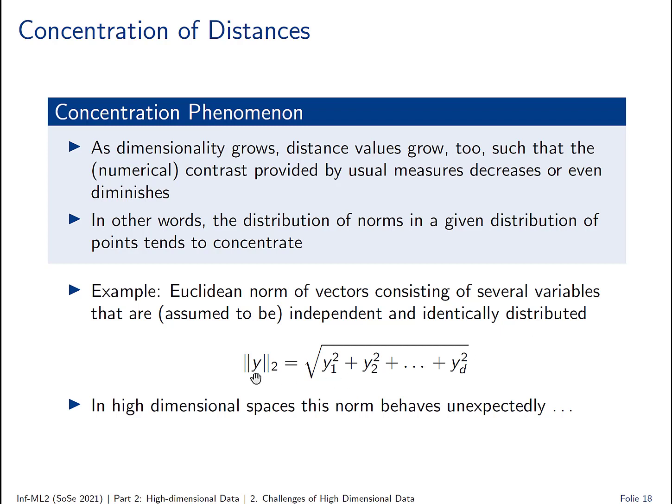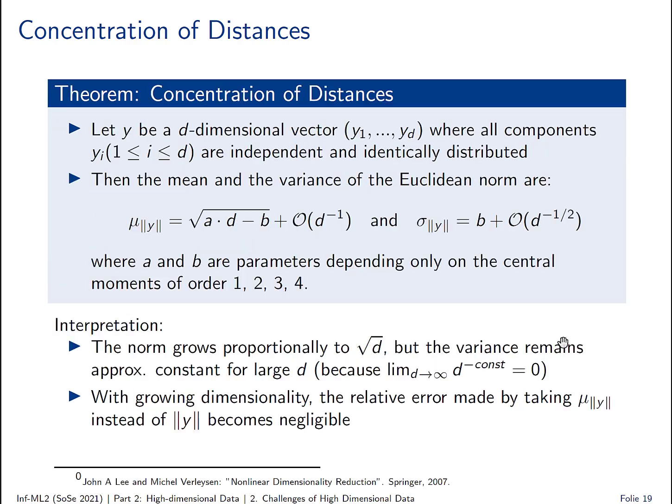So we have the norm of vector y: the value of the first feature of y squared, plus the value of the second feature of y squared, plus, of course, the d-th feature of y squared, and then the square root. And this norm, as the concentration phenomenon, or the concentration of distance problem, says, behaves extremely unexpectedly, and we'll see how.